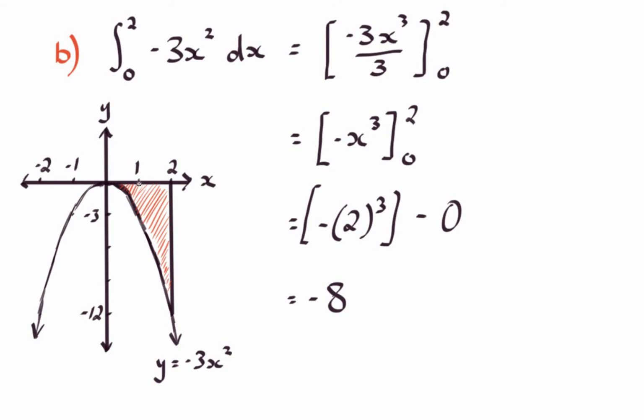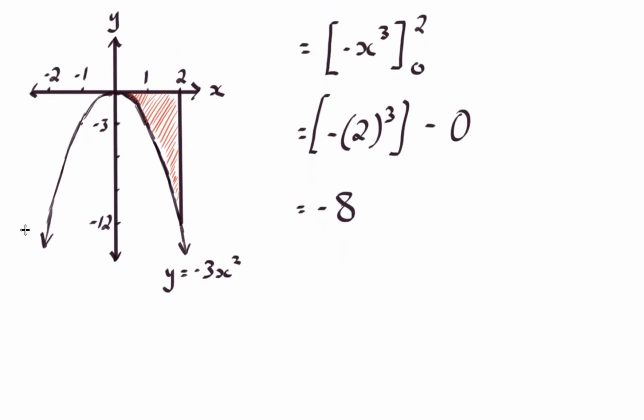And notice how this area lies below the x-axis. So that's actually the link. The area itself is positive, because area has to be positive, but the integral value is negative. Time for example C.